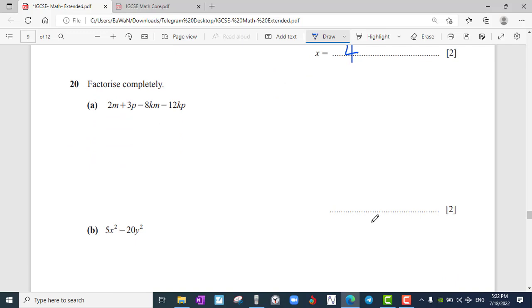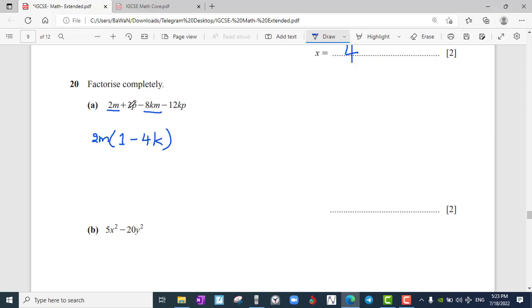Factorize completely. For the terms containing m, 2m, 8km, for the 2 and 8, 2 is common, and for the letters m is common. What's remaining? From 2m, 1 remaining. From 8, if we take 2 as common factor, minus 4 is remaining, and k. To quickly check your answer, if we multiply 2m by inside, 2m times 1 is 2m, 2m times minus 4k is minus 8mk. So this bracket is right.